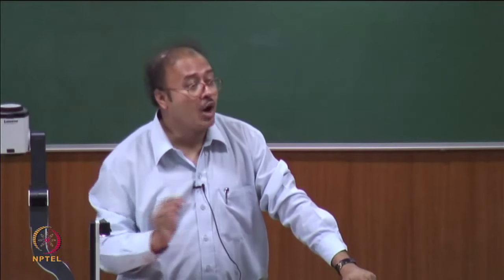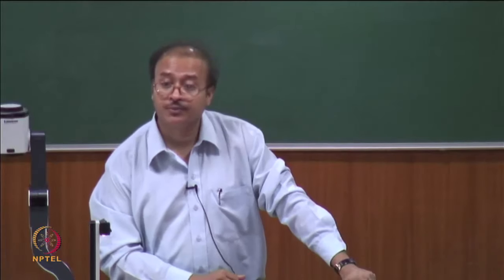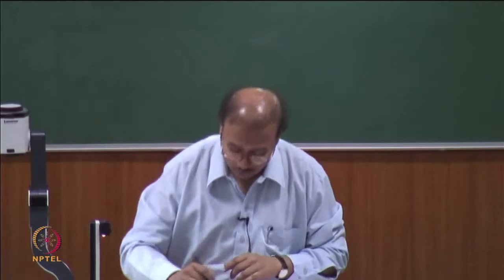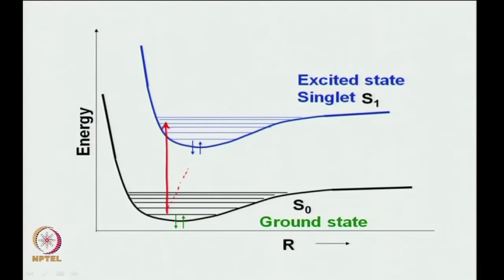Now, look at this. Why did I draw a vertical arrow? I could have drawn an arrow which was like this. What is the difference between me drawing a vertical arrow and me drawing a slanted arrow? What happens? Tell me the difference between a vertical transition and a sloping transition. What do you mean by vertical transition? What is not changing when you make a vertical transition? R is not changing, right?